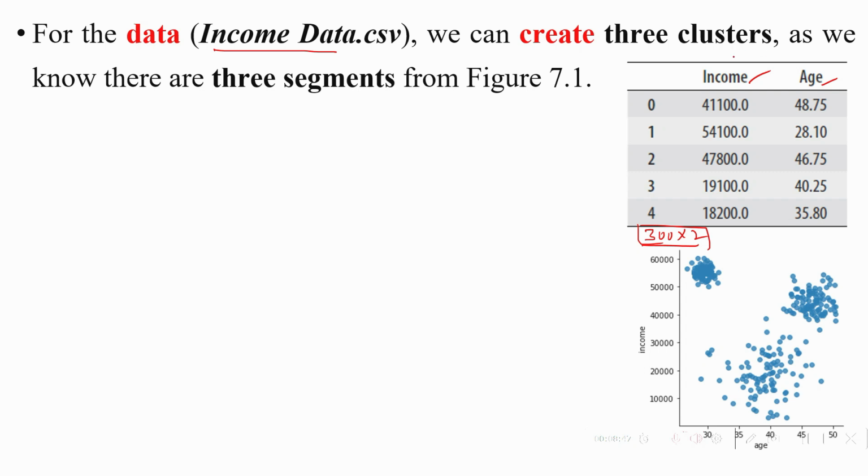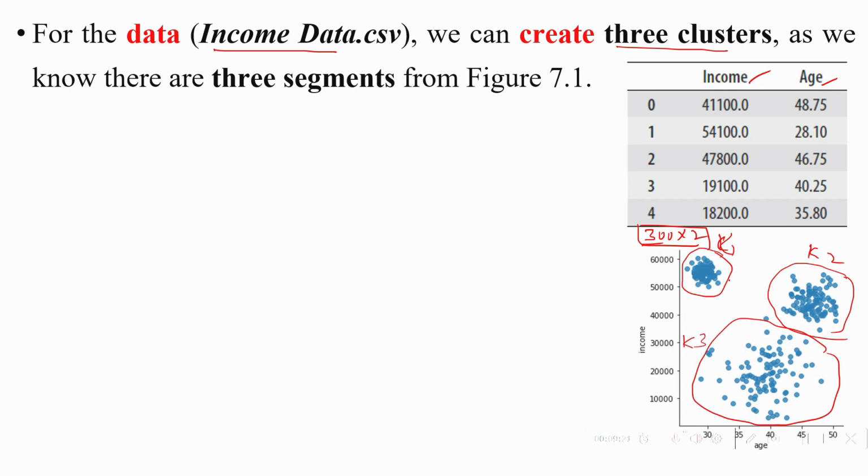Our aim is to form 3 clusters. First of all, we have to visualize the data so that we can understand how many clusters are going to be formed. Based on the visualization of all the 300 instances, we can make 3 clusters. For example, this is cluster K1, this is K2, and the remaining elements become cluster 3. Like that, you can form the different clusters.